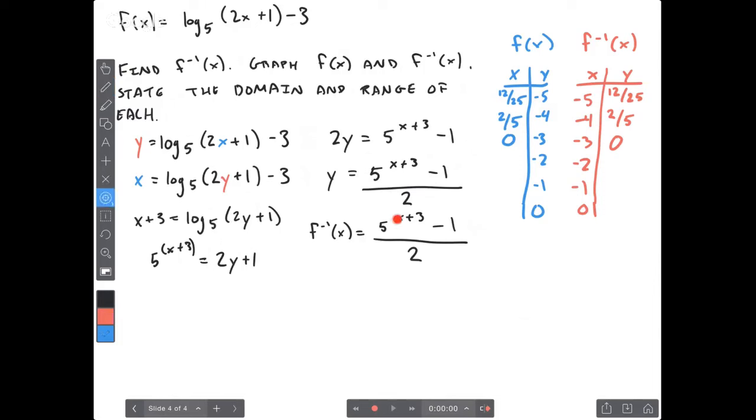Okay. -2 plus 3 is 1. 5 to the first power is 5. 5 minus 1 is 4. 4 divided by 2 is 2. Okay. -1. -1 plus 3 is 2. 5 squared is 25. 25 minus 1 is 24. 24 over 2 is 12. And lastly, 0, just so I have the intercepts. 0 plus 3 is 3. 5 to the third power is 125. 125 minus 1 is 124. 124 divided by 2 is 62.